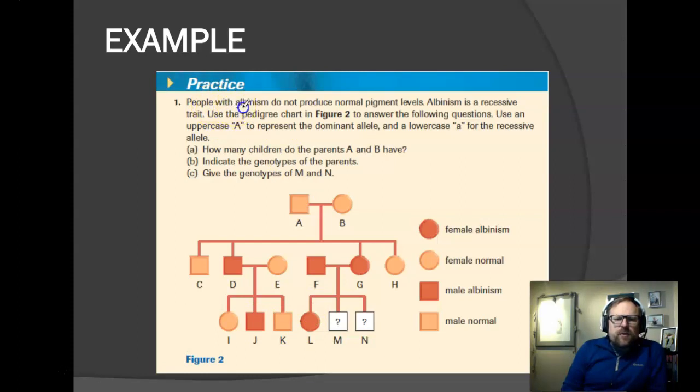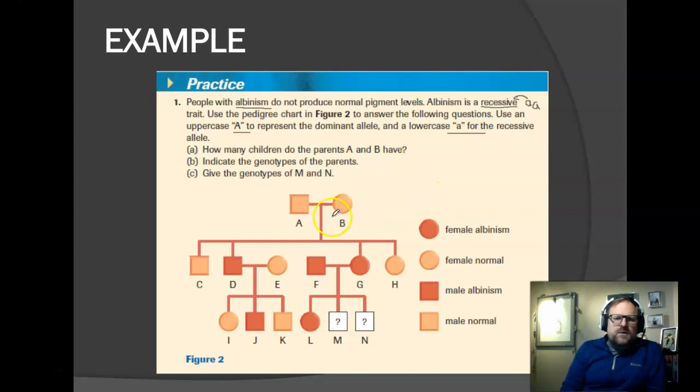So it says people with albinism. Albinism means they don't have normal pigment levels. They tend to appear lighter than normal. It's a recessive trait. Okay, so that tells me that individuals with albinism are little a, so people that have albinism. Okay, so we're going to use the pedigree chart to answer the following questions. Use an uppercase A to represent the dominant allele, and a lowercase a to represent the recessive allele.